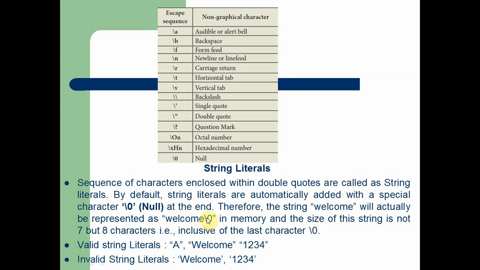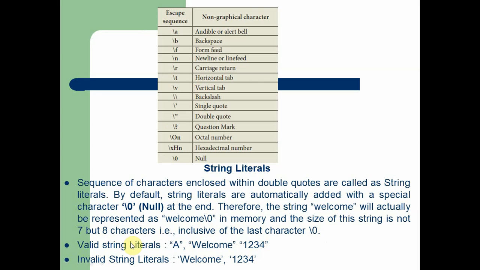In memory, the size of the string is not 7 but 8 characters. When you count the number of characters in the string welcome, see 1, 2, 3, 4, 5, 6, 7. There are 7 characters in the string welcome, but technically the memory size of the particular string is 8, because the null value is also added automatically. So it includes the \0. So these are some of the valid string literals.